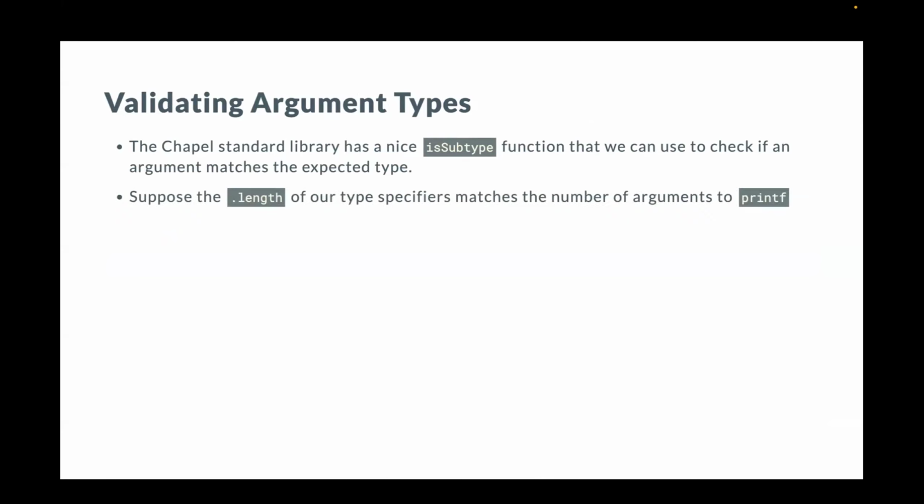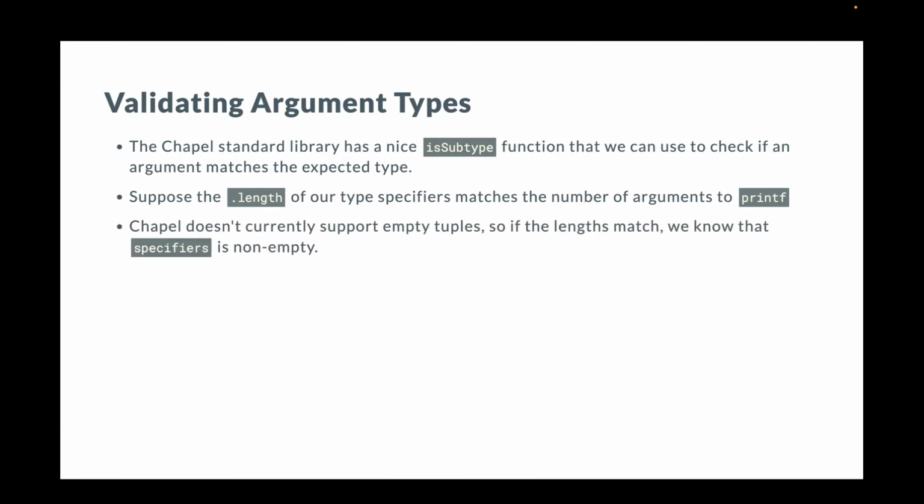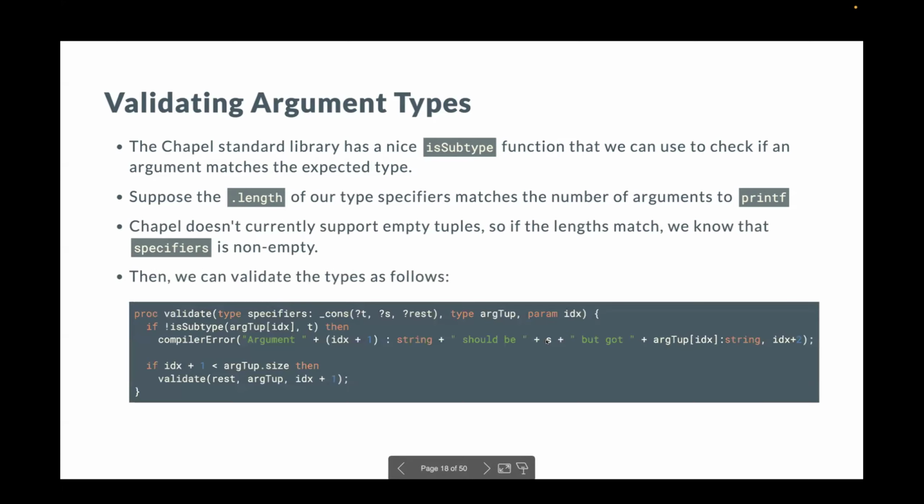And we'll use this. Furthermore, suppose for a minute that the length of our type specifiers matches the number of arguments that the user gave to printf. This is just a simplifying case to write our validate function. And since Chapel doesn't actually support empty tuples, we can also assume that our list of type specifiers and the variadic arguments to printf are non-empty. So given these constraints, we can actually write another function that validates the types as follows.